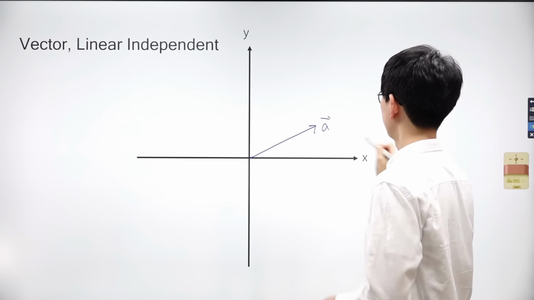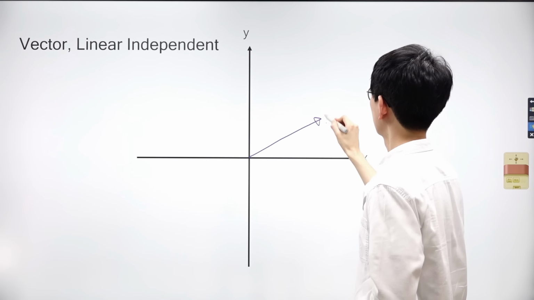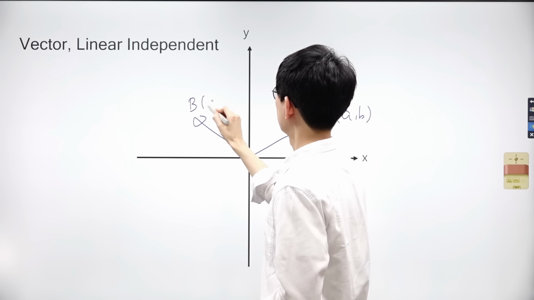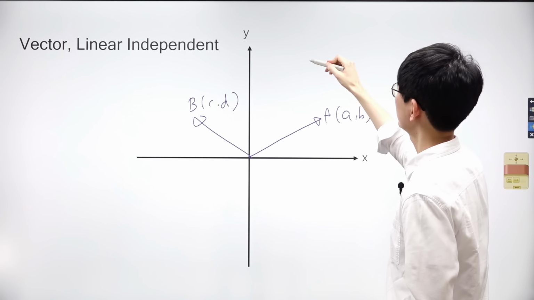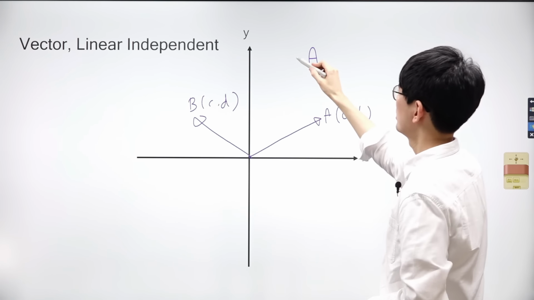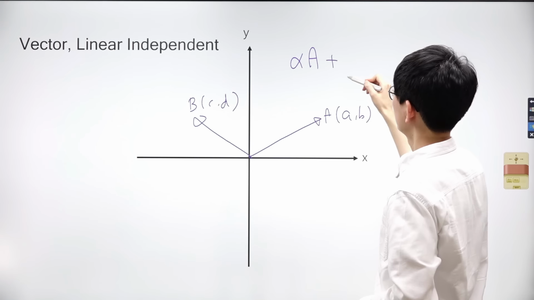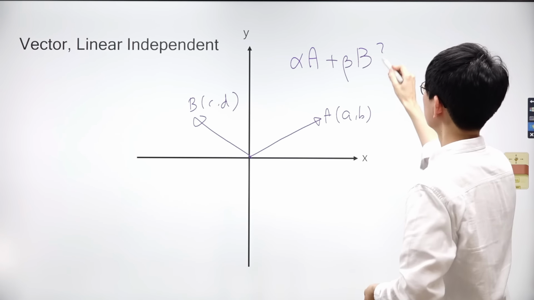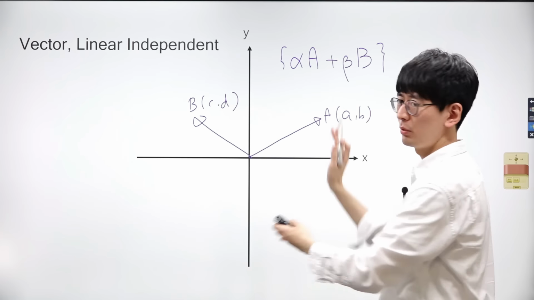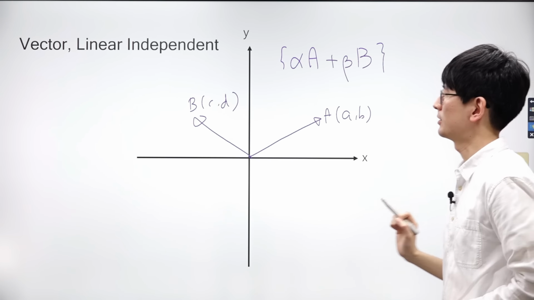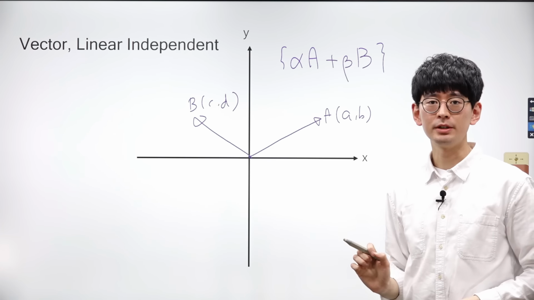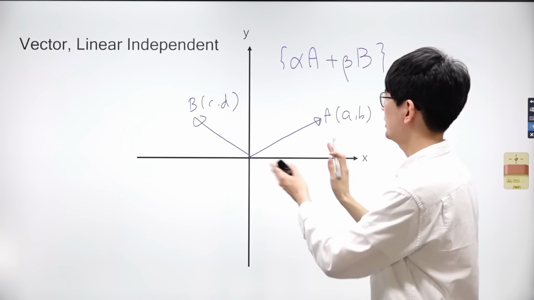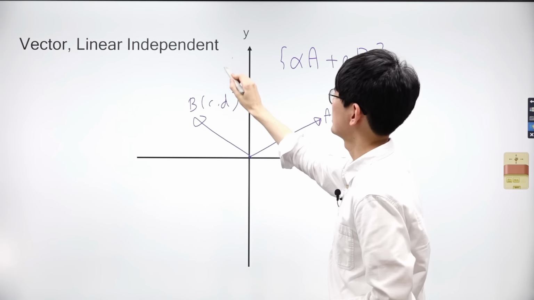I'll delve into a more mathematical explanation of linear independence. Suppose we have vector A with coordinates a, b and vector B with coordinates c, d. If we can construct any point on the plane using the form alpha A plus beta B, then vectors A and B are considered linearly independent. Here, alpha and beta represent scalars. A simpler but less formal definition is that two vectors are considered linearly independent when we can reach any point on the plane by splitting and merging them.